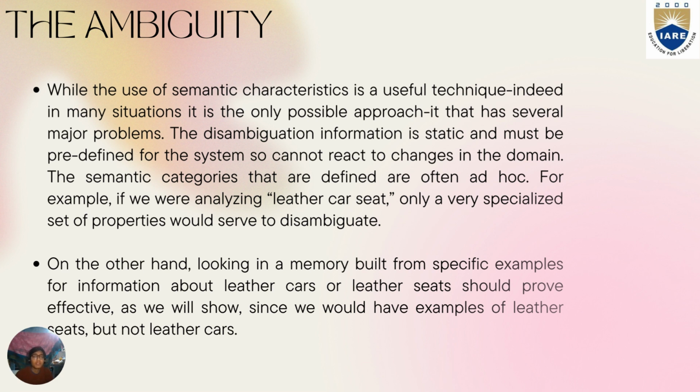The disambiguation information is static and must be predefined for the system, so it cannot react to changes in the domain. The semantic categories that are defined are often ad hoc. For example, if we are analyzing "leather car seat", only a very specialized set of properties would serve to disambiguate. On the other hand, looking in the memory built from specific examples for information about leather cars or leather seats should prove effective, as we will show, since we would have examples of leather seats but not leather cars.